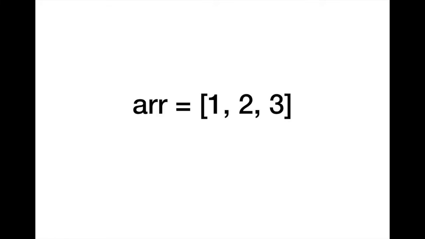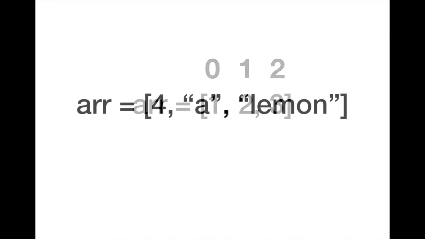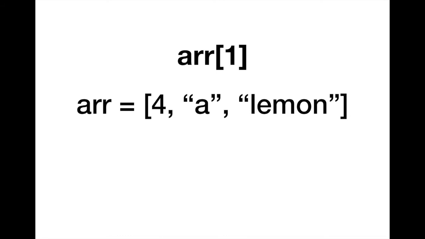This is an array with 3 pieces of data in it. In this case, it's the numbers 1, 2, and 3. The number 1 is at index 0, the number 2 is at index 1, and the number 3 is at index 2. If I showed you the following array and asked you the index of the letter A, what would you say? If you said 1, you're right. More specifically, we'd identify it as ARR bracket 1.